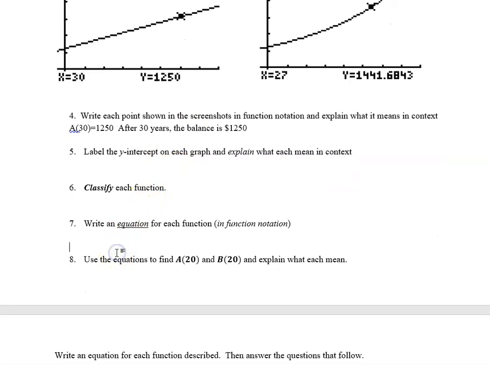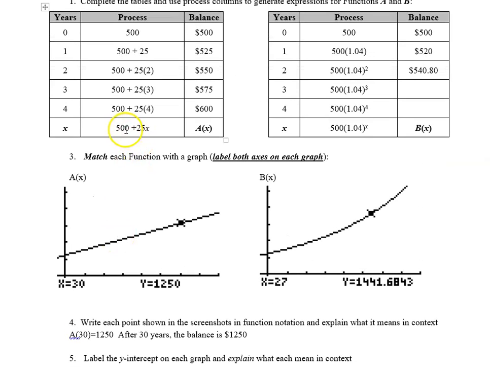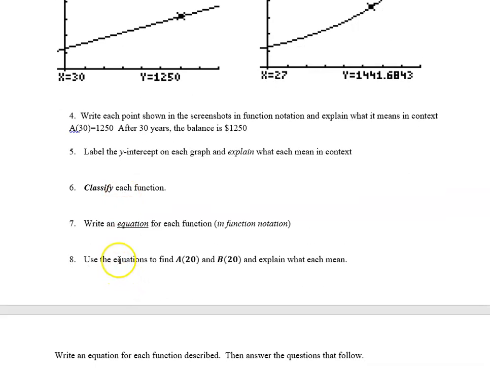So you can use that to help you spell exponential. To write an equation for the function in function notation, you almost have it here. On the bottom row, it says 500 plus 25x. So you could say A of x equals, and then you would put the rest of that. 500 plus 25x.